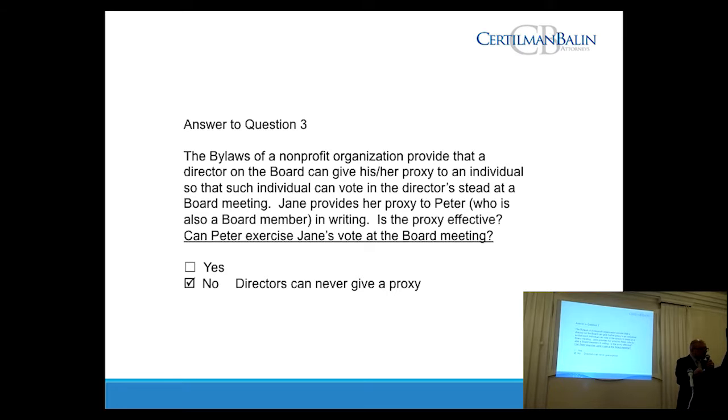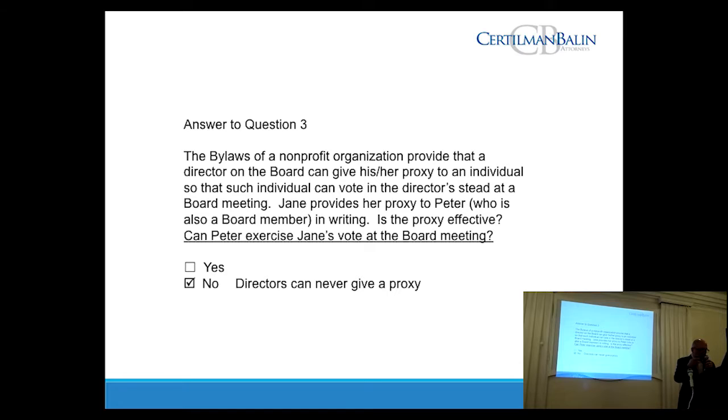In question 3, the director gives a proxy to another director to vote the director's vote at a board meeting. And again, this is consistent with a provision in the bylaws that says that one director can give another director a proxy. And the question is, is the proxy effective? And again, the answer is no, notwithstanding the clear provision in the bylaws that says you can do this, the law says you can't. Members of a nonprofit can give proxies, but directors can never give a proxy.